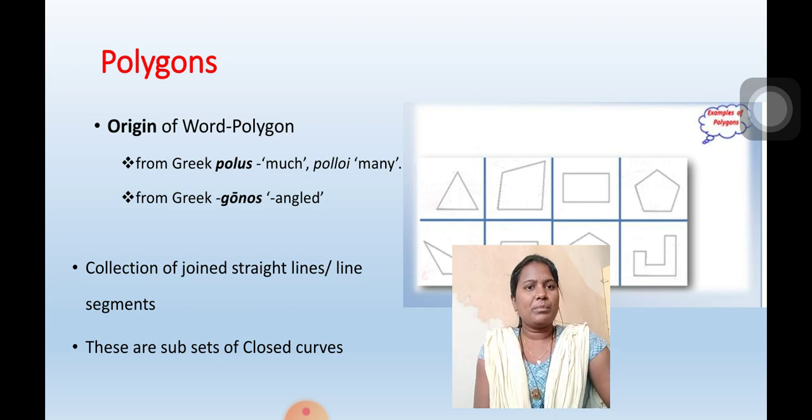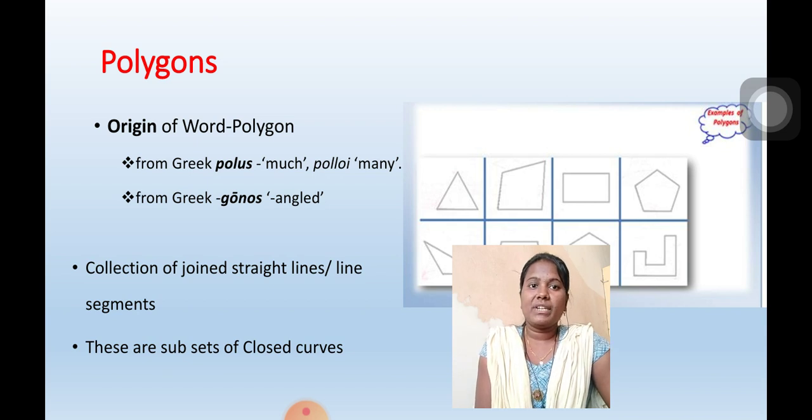The origin of the word polygon is from Greek: polos means much, poloi means many. From Greek, gonos is angle, so poloi gonos means many angled. Yes, a collection of joined straight lines or line segments is called a polygon. So a polygon is a simple closed figure which is made up of only line segments.